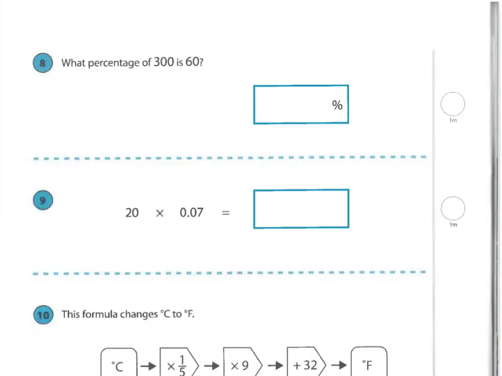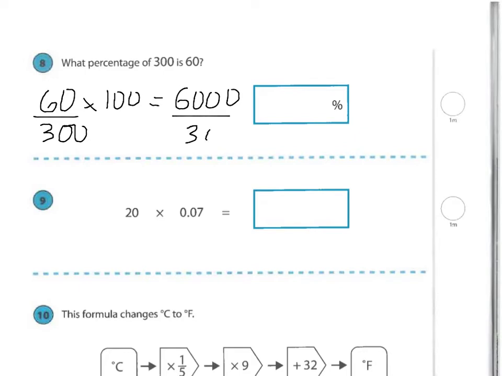Question 8. What percentage of 300 is 60? I would do this as 60 out of 300 times 100. So if I multiply the tops, that would give me 6000 divided by 300. I can do a bit of cancelling down, 2 zeros from the top go with 2 zeros on the bottom, and this problem simplifies to 60 divided by 3, and the answer is 20%.